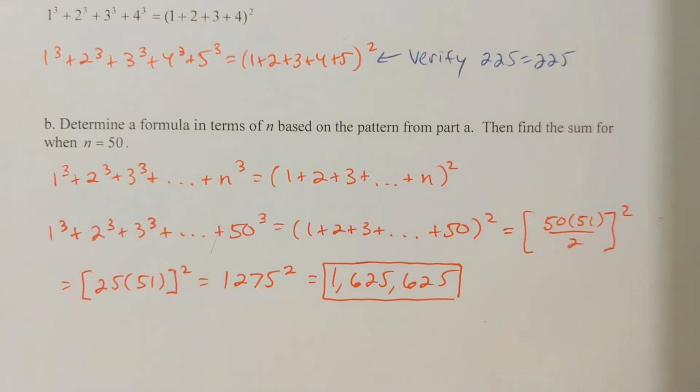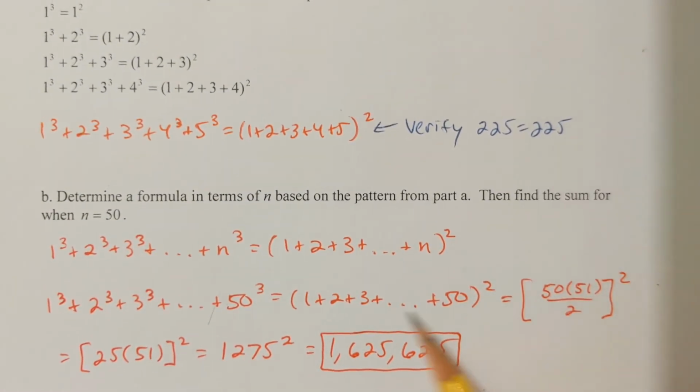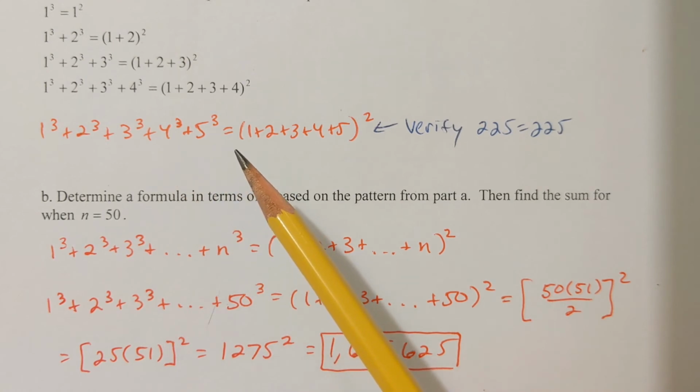Let's take a look at part B. We want to determine a formula in terms of n based upon the part from A, and then find the sum for when n is 50. Okay, so based on what I see here in part A, what would be just a general formula representing what's going on? Well, it looks like I'm adding up a bunch of cubes.